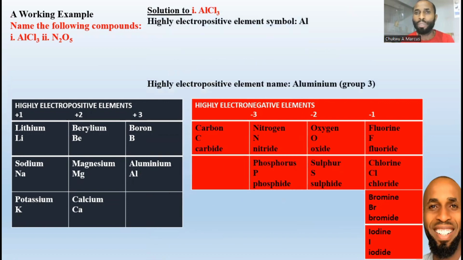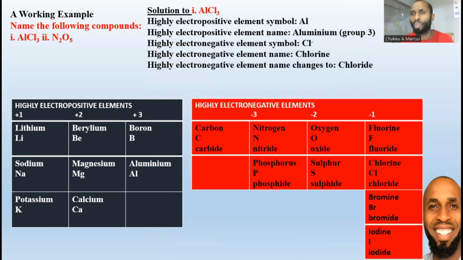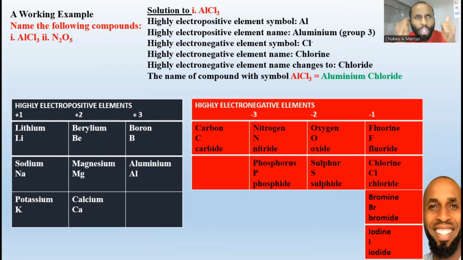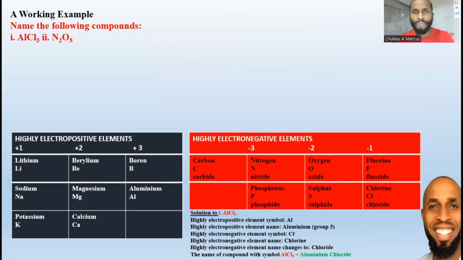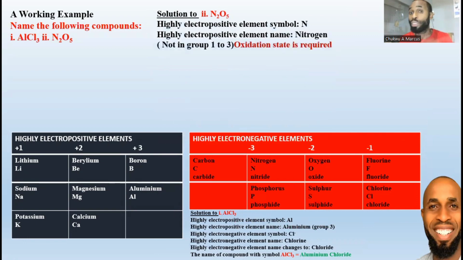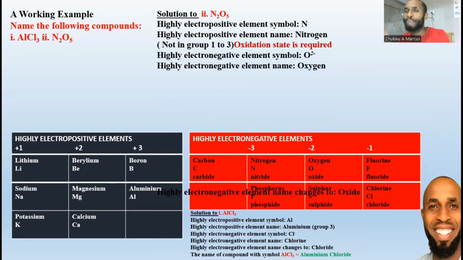Al is aluminium and the Cl is chlorine, and the chlorine will change to become chloride. And you know that aluminium is found in group 3, so we are not going to name it anything other than aluminium chloride, ignoring that 3 that is found at the chlorine side. So let's try that with N2O5. Nitrogen here is not found in group 1, not group 2, not group 3. So we need to find its oxidation state. And this O is oxygen, and the oxidation state here is -2.